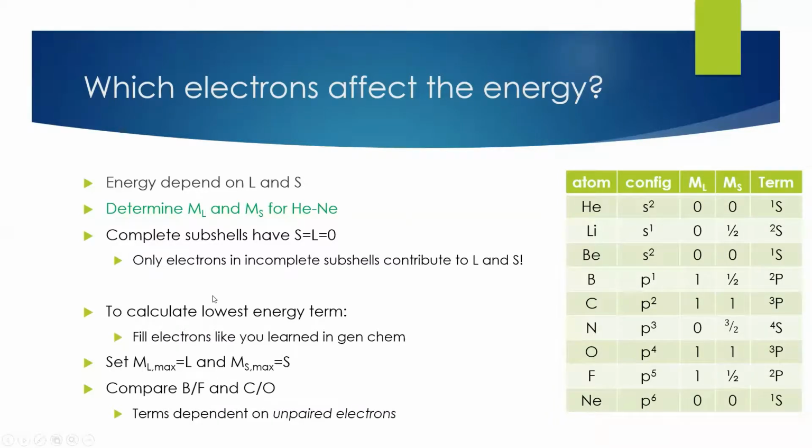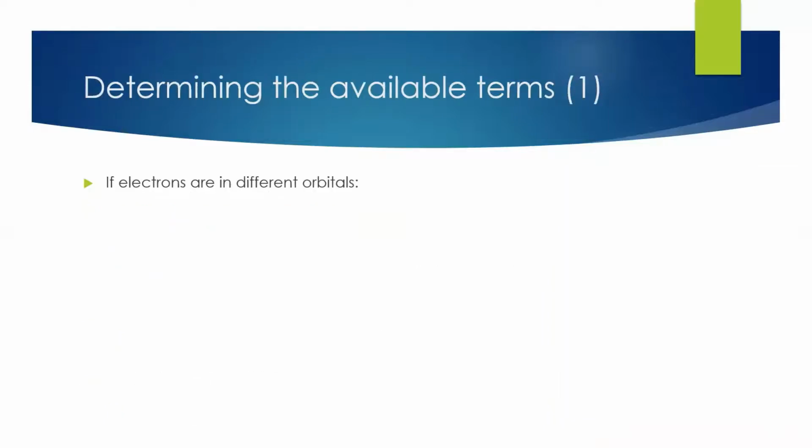Now, what can we say if we have many electrons in different orbitals and we have different L's and so forth? What we can do is as follows. If we have electrons in different orbitals, how many ways can we arrange these things? Well, first of all, we recognize that these electrons are independent, which actually makes the problem easier for us.